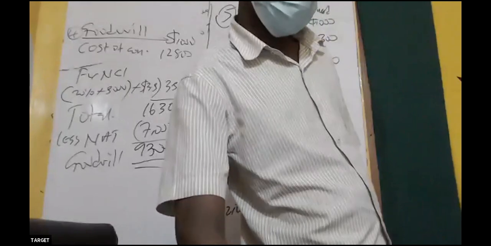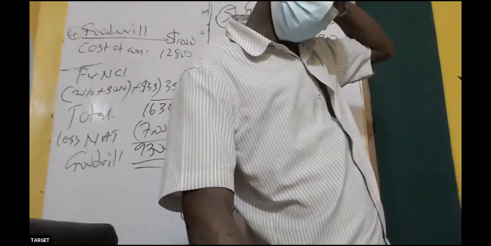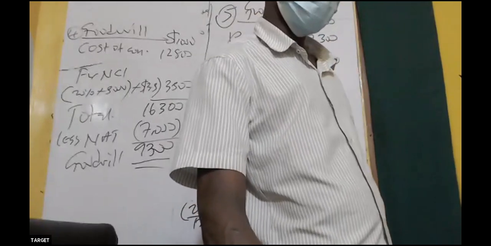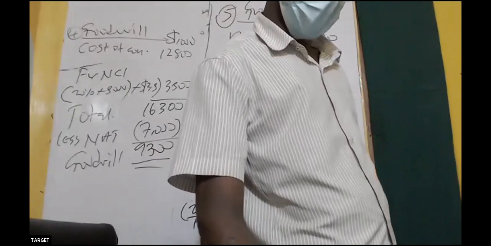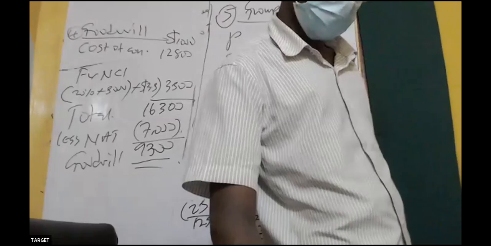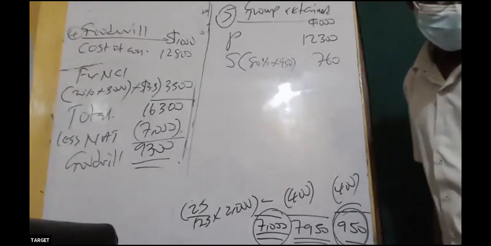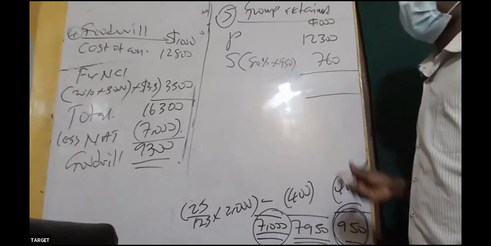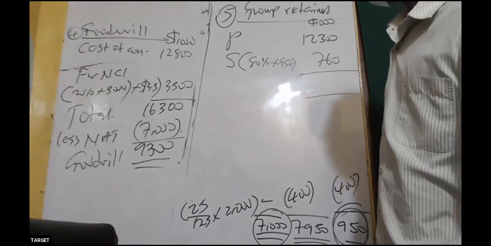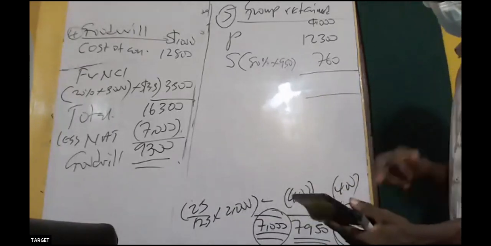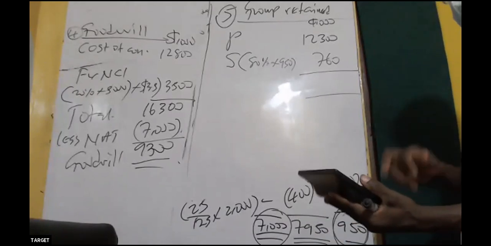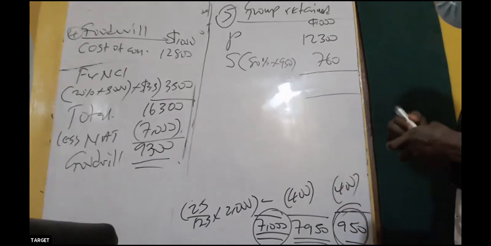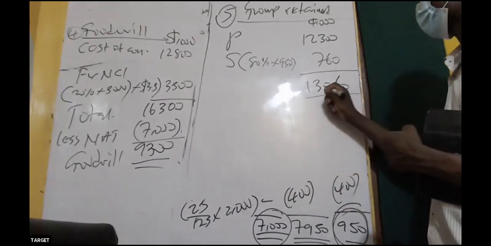Any other item that will affect the group retained earnings, you adjust it. Over here, there is nothing else that will affect it. So if there's nothing else, we are done. The good news is that there are only 2 items. So just add these 2 figures together: 760 plus 12,300, that is 13,060.